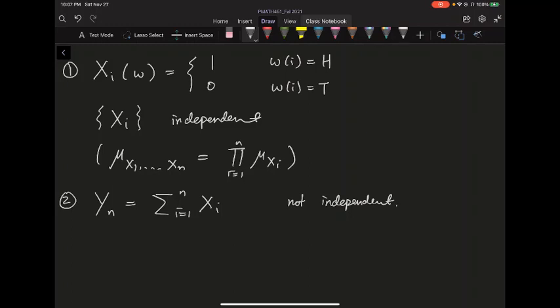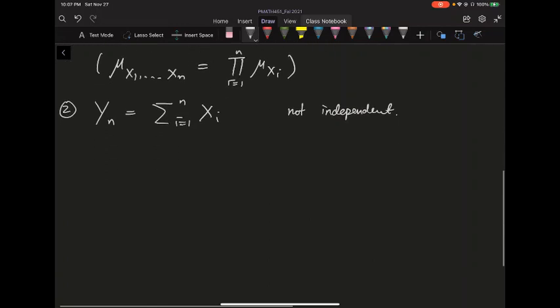Suppose at the nth time you already have 3 heads, then you expect the next one to have either 3 or 4. But if Y_n is, say, so far you only got 1, then the next one you can either get 1 or 2. So they're clearly not independent of each other.